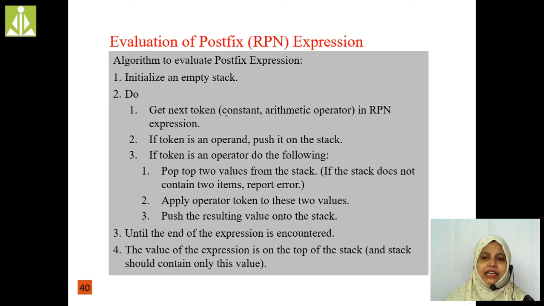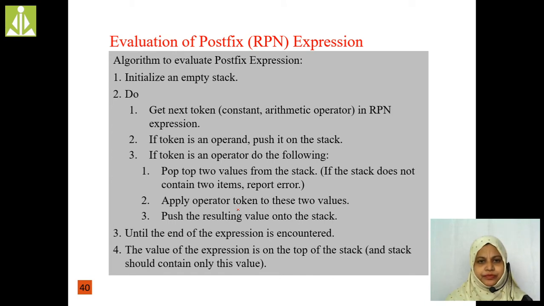Until the expression ends, you have to perform the same thing. After completion of that particular expression, you have to pop the last element. The last element will be the answer of your expression. Alright, in evaluation of the expression, first you have to initialize the empty stack. Whenever you are going to write any program or perform any operations, initially the stack is empty. Stack value is -1 only.